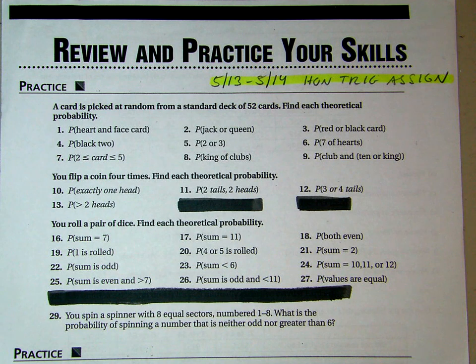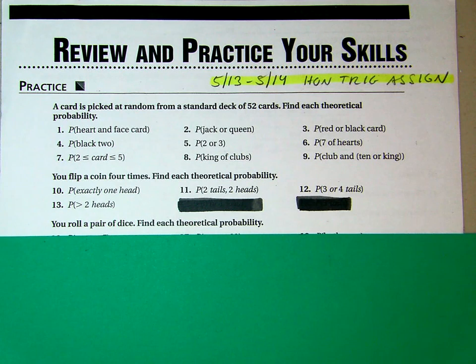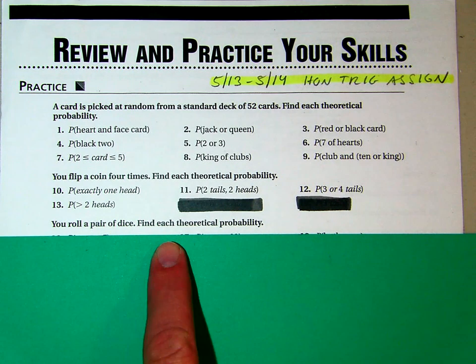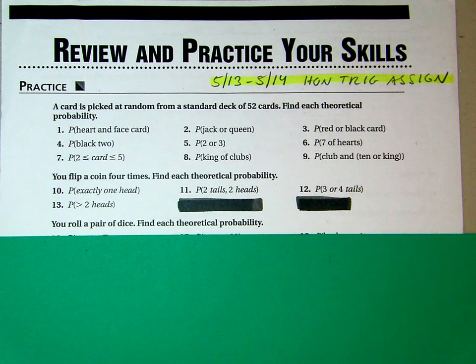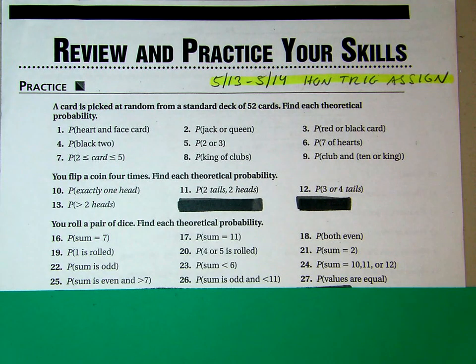Okay, going to go over a couple of problems from the 513, 514 worksheet for Hon Trig. All right, the questions that were asked had to do with this section right here. You roll a pair of dice, find each theoretical probability. Most of the problems here have to do with the sum of the two dice.